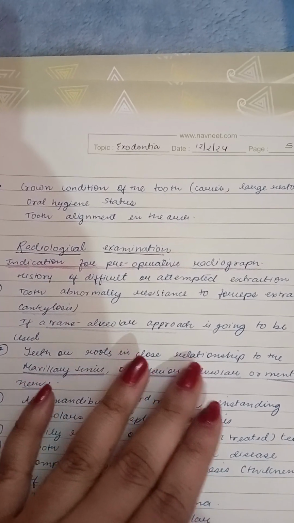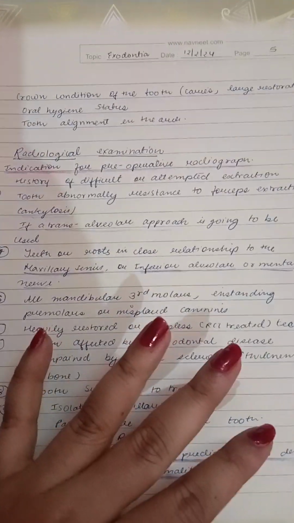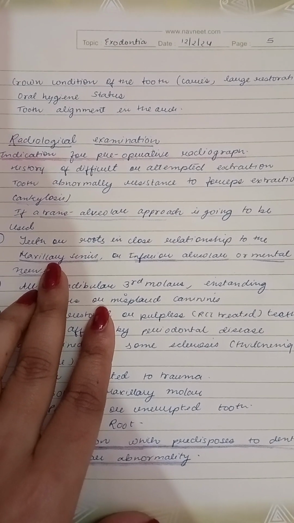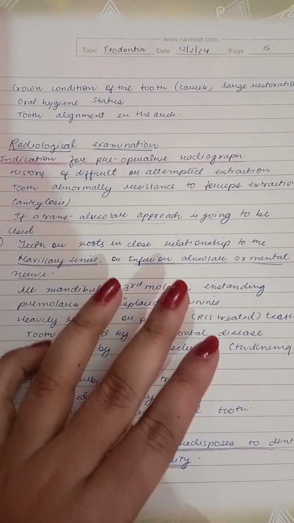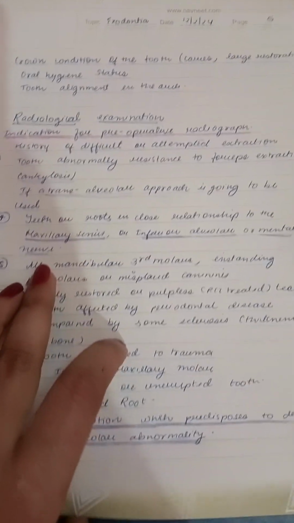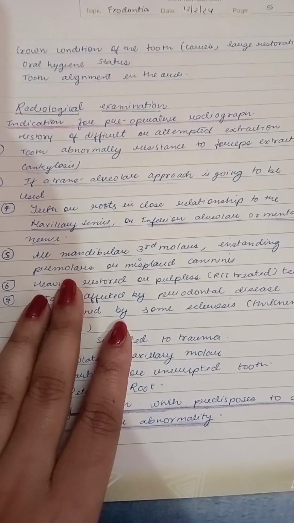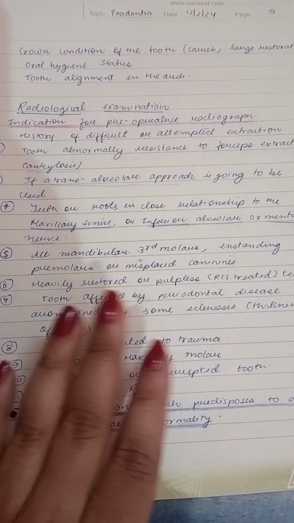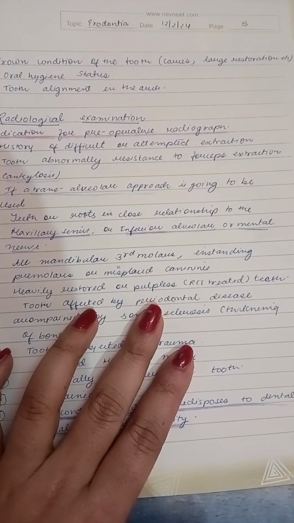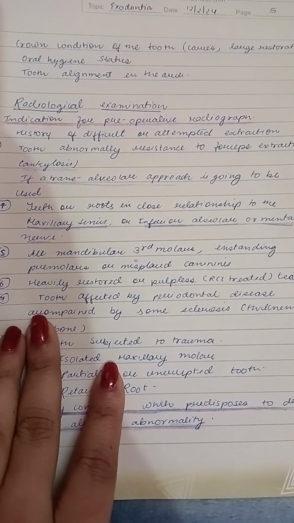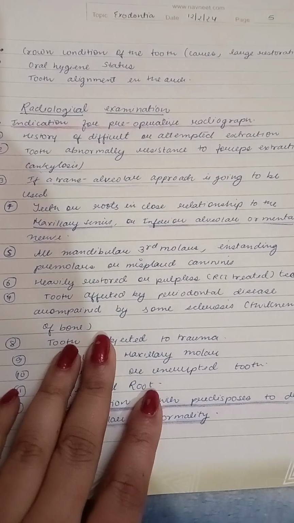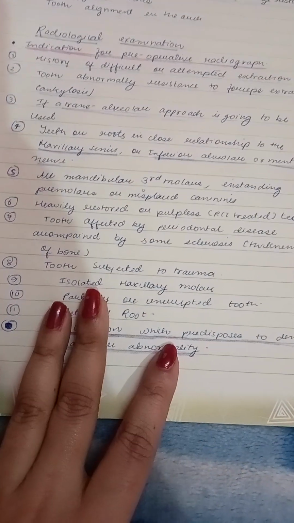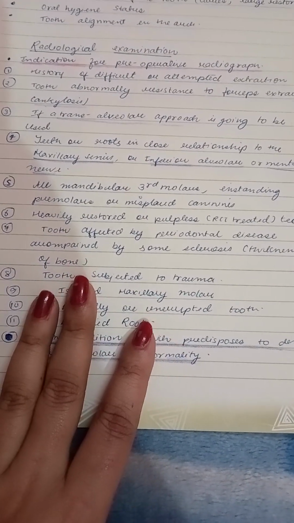If a transalveolar approach is going to be used, we should evaluate the dental status and act accordingly. Teeth or roots in close relationship to the maxillary sinus, inferior alveolar canal or mental nerve. All mandibular third molars, premolars or misplaced canines should go for a preoperative radiograph. Heavily restored or pulpless, that is RCT treated teeth. Teeth affected by periodontal disease, because it is accompanied by some sclerosis which thickens the bone and makes the extraction difficult. So we should go for a pre-op radiograph.